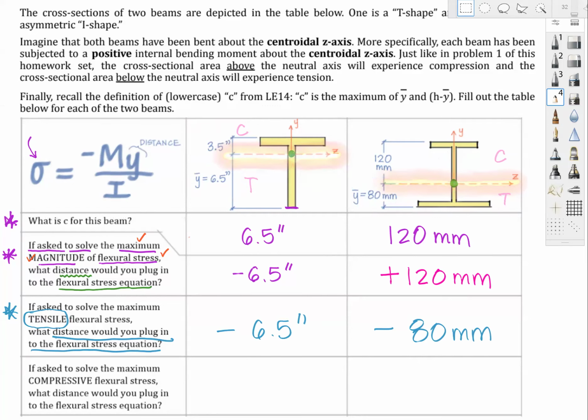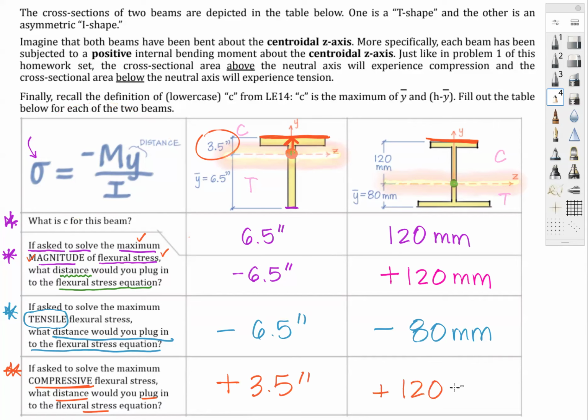The last question's asking about compressive stress, and I'll switch back to an orange color for this one. So if somebody asked you where is the worst case compressive stress, what distance would you plug into the flexural stress equation? Well, I want compression, so it's going to be this top extreme fiber since my beam has positive bending, compression on top, tension on bottom. And so how am I going to measure from the centroid to the top fiber? I want to plug positive 3.5 inches into the equation and positive 120 millimeters into the equation.